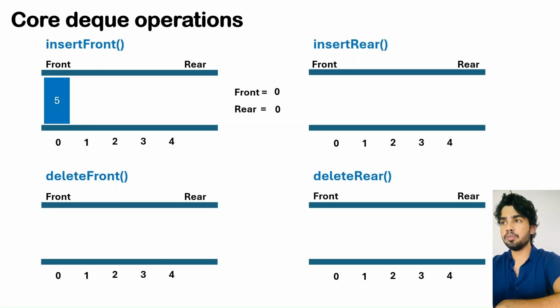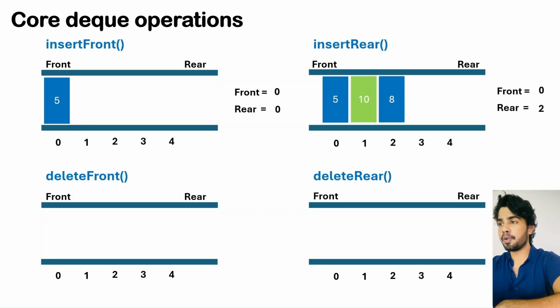Next, we look into the insert rear operation. When using this operation, I can insert elements from the rear of the deque. Let's see. I insert the element 10 from the rear of the deque. So the index of rear becomes 1. I use this operation again to insert another element. When I insert another element, the index of rear becomes 2.